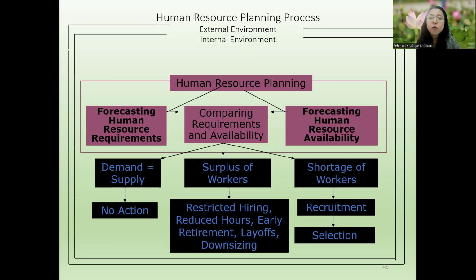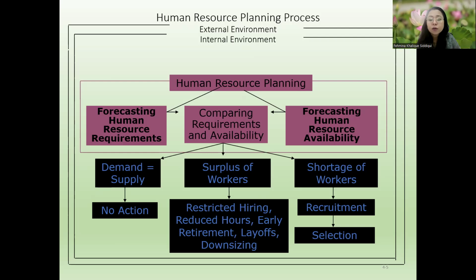So this way we can forecast the human resource requirements for our organization. If the demand is equal to supply, say we have 100 employees working in an organization, and the supply is also 100 employees, in that case our demand is equal to supply. So we don't need to take any action. We don't need to advertise for vacant positions.